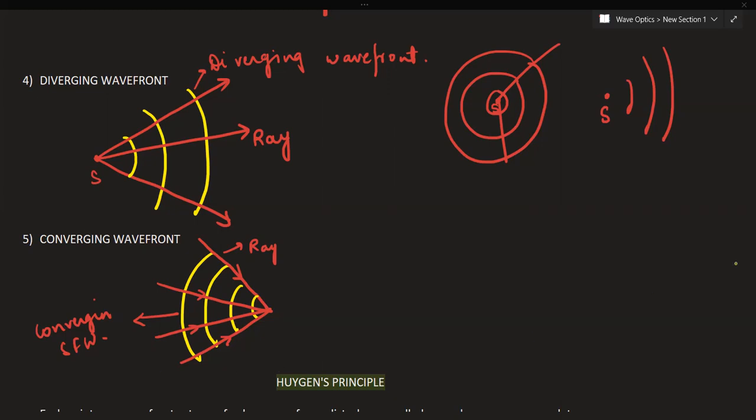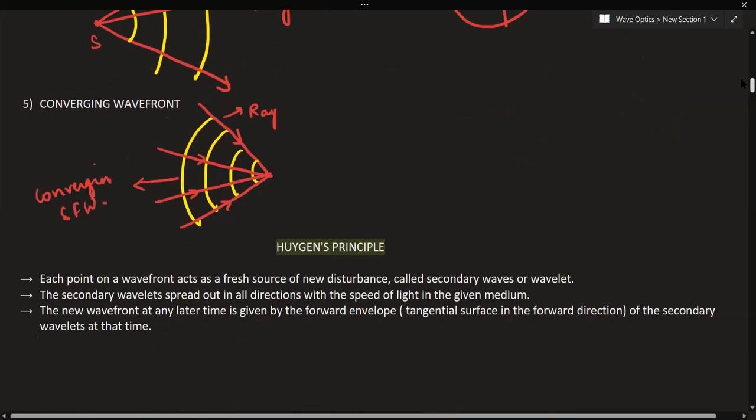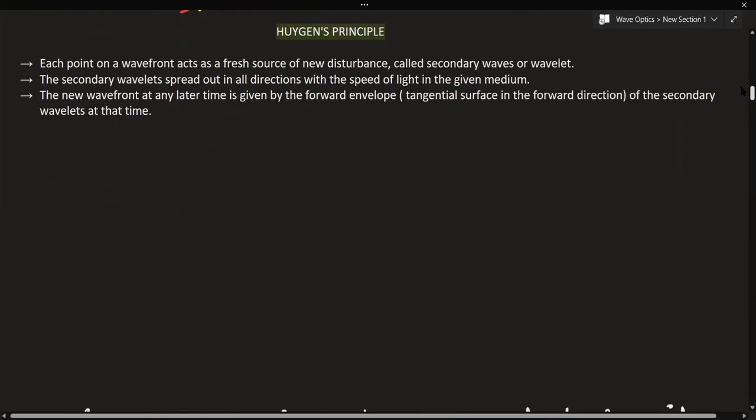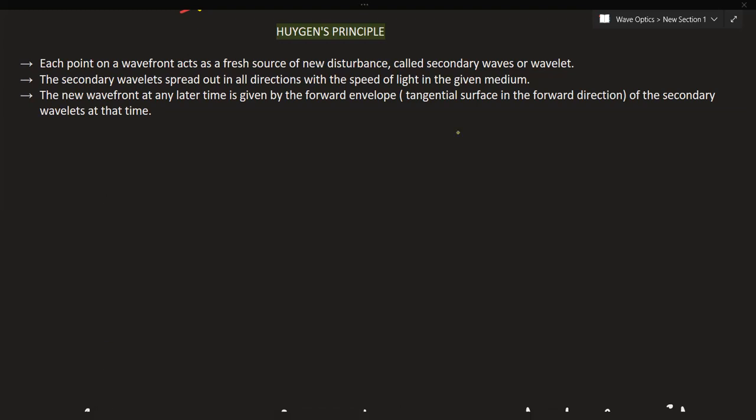All right. Now let's see Huygens principle. Each point on a wavefront acts as a fresh source of new disturbance called secondary waves or wavelets. Secondary wavelets spread out in all directions with the speed of the wave. Basically, the statement is that each point on the wavefront that we have discussed previously is a source of secondary waves, which finally add to give the wavefront at any later period of time.